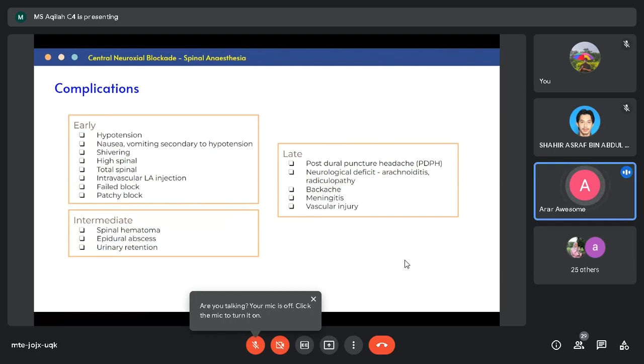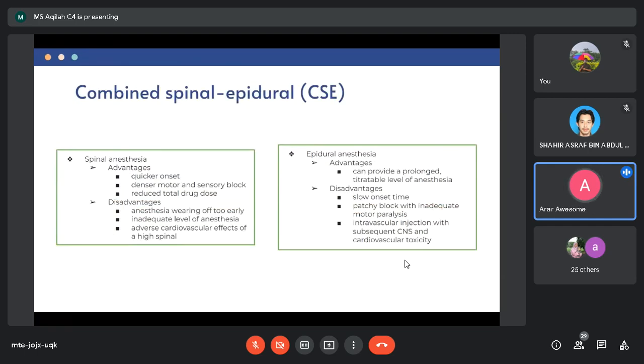Also neurologic deficit, backache, meningitis, also vascular injury. Next.